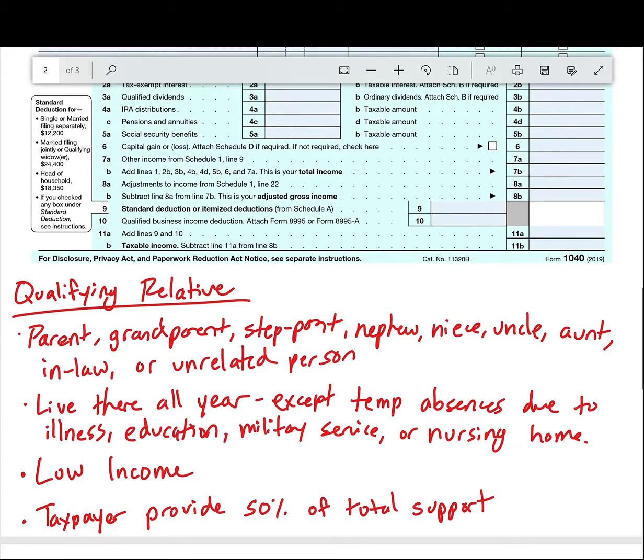If you're curious about any of these rules, more information can be found on the irs.gov website, and similarly to the filing status, the IRS does have the interactive tax assistant, which can help you determine who qualifies as a dependent, and I will include the link to that in the description below.